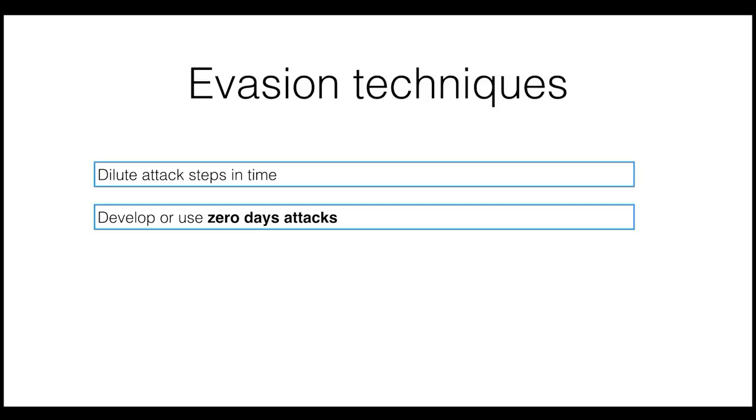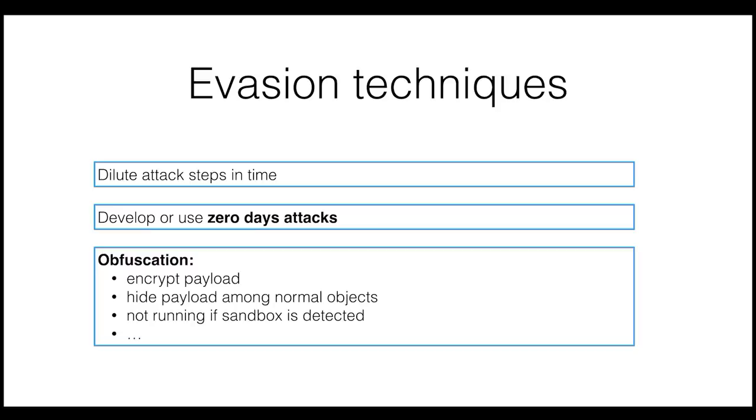APTs rely on so-called zero-day attacks, namely new attacks that have not been observed before. Most security software will be unprepared to deal with a zero-day. APTs also make use of obfuscation and anti-detection techniques, like encrypting the payload, or hiding the malicious code among normal-looking objects, or even refusing to run if a detection system, like a sandbox, is detected. APTs are so far the most sophisticated form of cyber attacks we have seen. This means that mitigation is a real challenge.